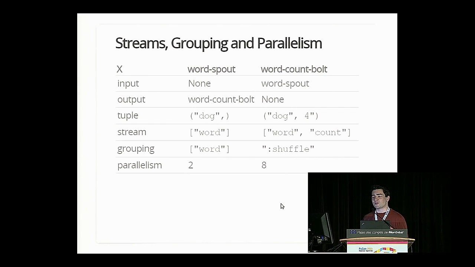Now, the other thing that Storm does is, because you can partition your processing across your cluster, it has to give you a way to organize the data that flows between parts of your cluster, group data together on some key, and also parallelize different components in your cluster. So in this word count example again, I might have two components, a word spout and a word count bolt. The input to the word spout is nothing. The output is the word count bolt. The tuple is the word, like dog, and the tuple that comes out of word count bolt is the count, which is dog and 4, let's say. The stream is word, and the stream on the word count bolt is word and count.